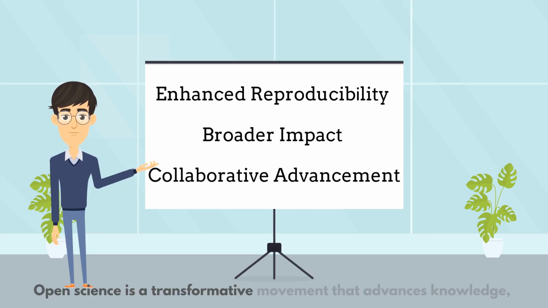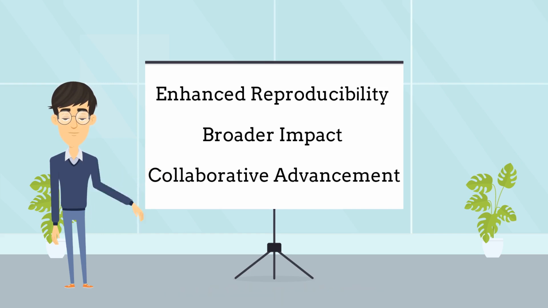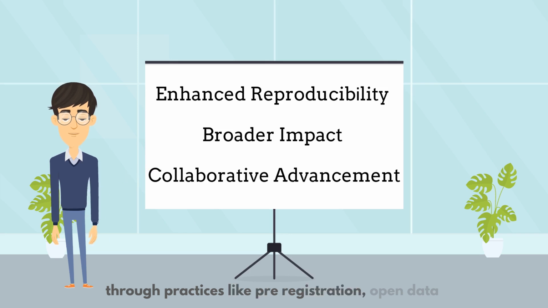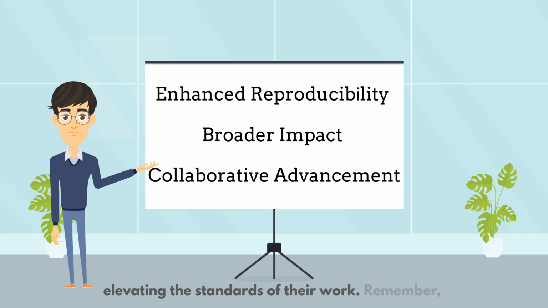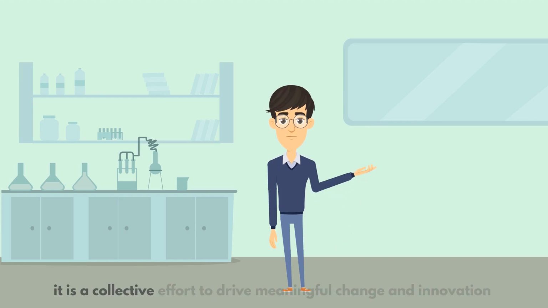Open science is a transformative movement that advances knowledge, enhances scientific integrity, and facilitates cross-disciplinary collaboration. Through practices like pre-registration, open data, and adherence to data guidelines, researchers are elevating the standards of their work. Remember, open science is not just a trend, it is a collective effort to drive meaningful change and innovation. By embracing open science, we are paving the way for a future of transparent, collaborative, and impactful research in the dynamic realm of food and nutrition.